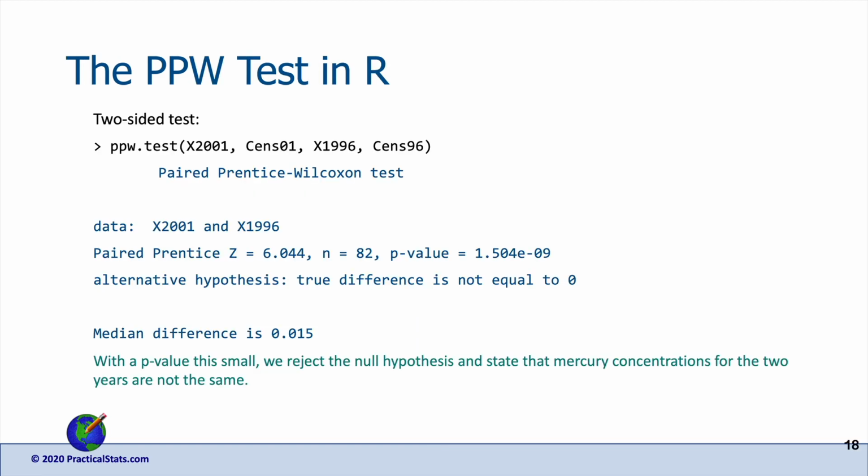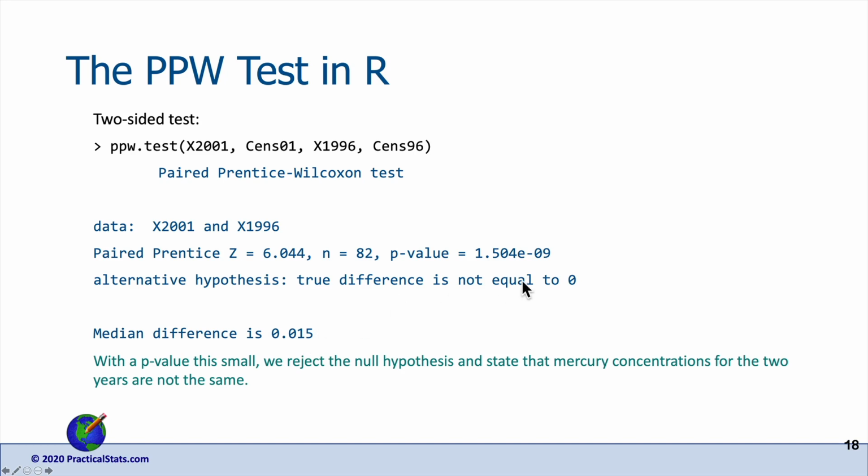You can do this in R with the ppw test command. It is not in the regular part of R, it's in the scripts that are right now in the course, Nondetects and Data Analysis. So you can see the output looks very similar. Its p-value is pretty similar to the signed rank test in this case, and it also reports back to you the median of the differences.